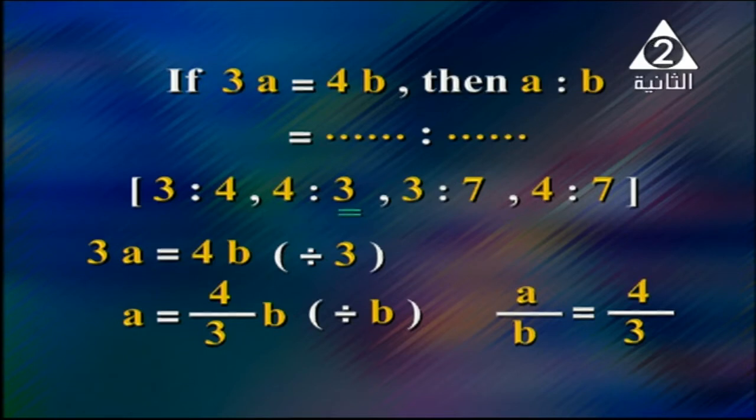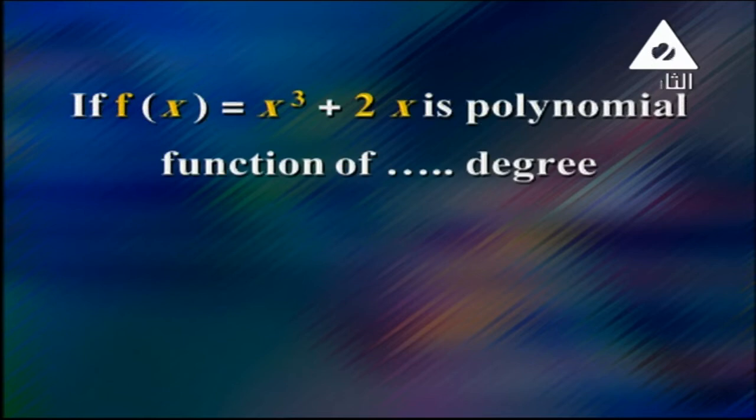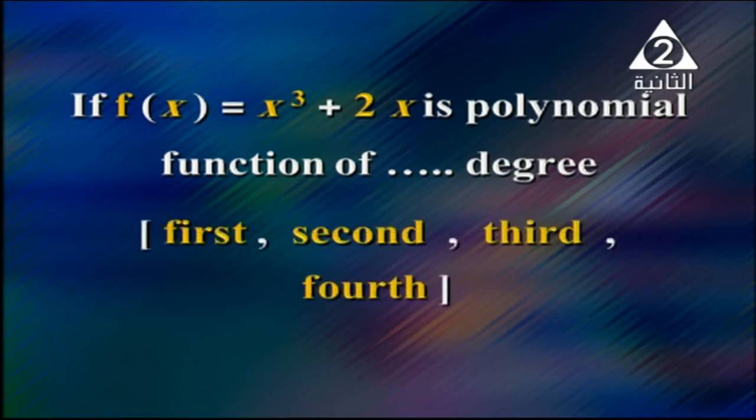Another example, if f(x) equals x to the power of 3 plus 2x is a polynomial function of which degree? Is it first degree, second, third, or fourth? Here we are going to look for the greatest power of x. What about the first term? It is x to the power of 3. The second term is x to the power of 1. Which of them is the greater? Yes, that's correct. The greatest is power 3. So in this case, we can say that this function is of the third degree, which is the third choice.